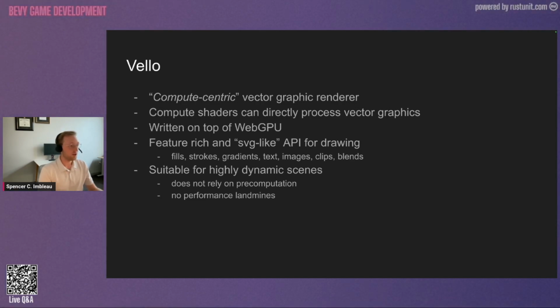And I think where Velo really shines is that it's suitable for highly dynamic scenes as well. It doesn't rely on pre-computation. So a famous example of this would be Valve, who really pioneered signed distance fields. If you ever look up SDFs, you'll typically find a Team Fortress 2 image of text being rendered with signed distance fields. That would be an example of pre-computation.